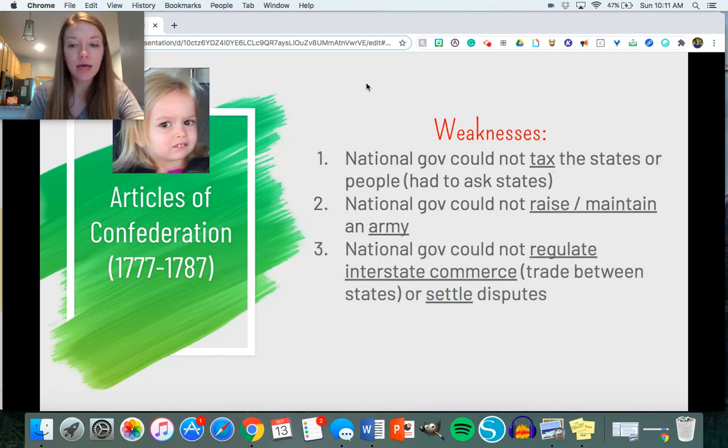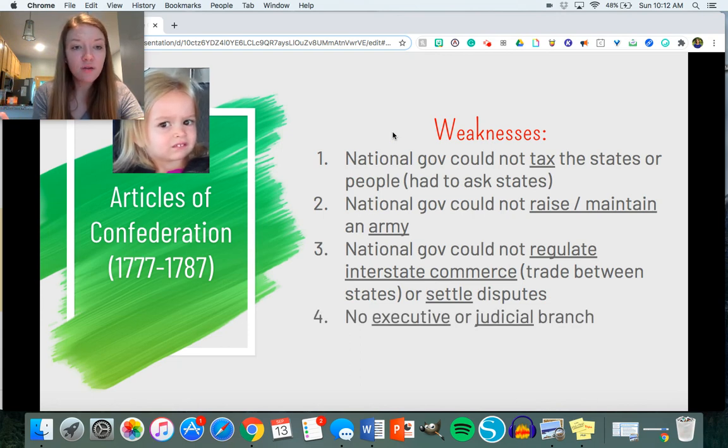Another weakness is that the national government couldn't regulate interstate commerce. Commerce is a fancy word for trade. Interstate, meaning between states. So the national government could not regulate trade between states, and it couldn't settle disputes between states. So it really was just kind of saying, no, guys, stop. And it had no muscle. It had no army to be able to stop these issues. It had no final say to be able to really put states in their places.